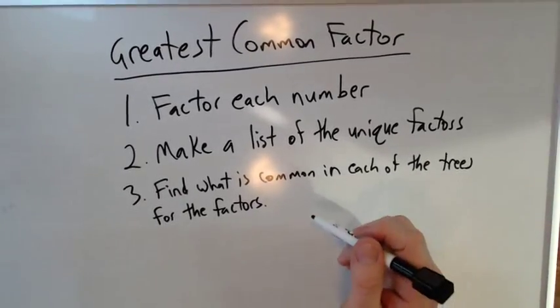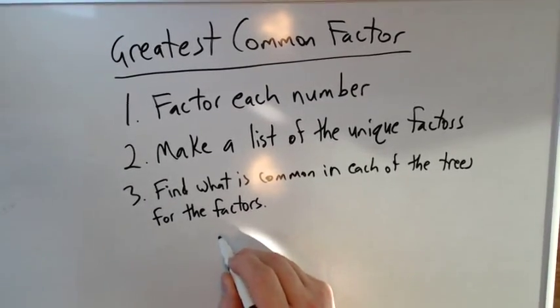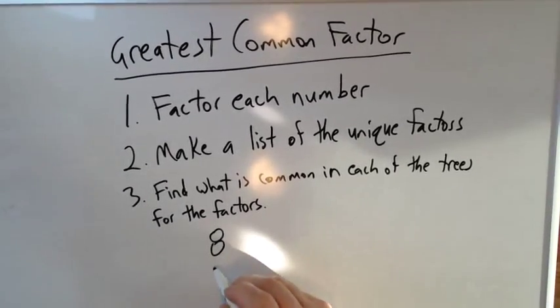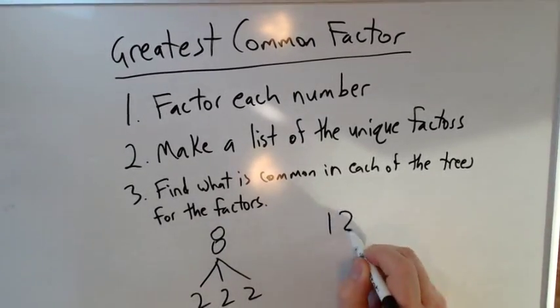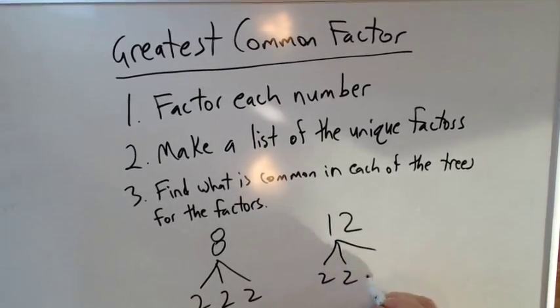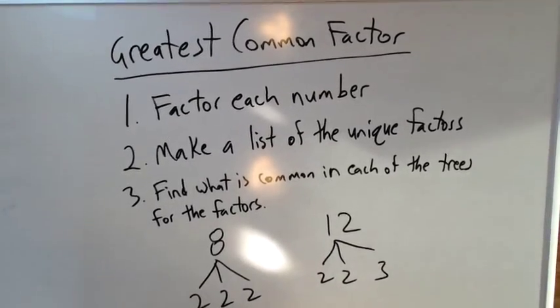All right, let's give a couple of examples. Suppose we have, let's do 8 and 12 again. 8 factors as 2, 2, and 2. 12 we saw factors as 2, 2, and 3. So what's common here is two of the 2's are common.